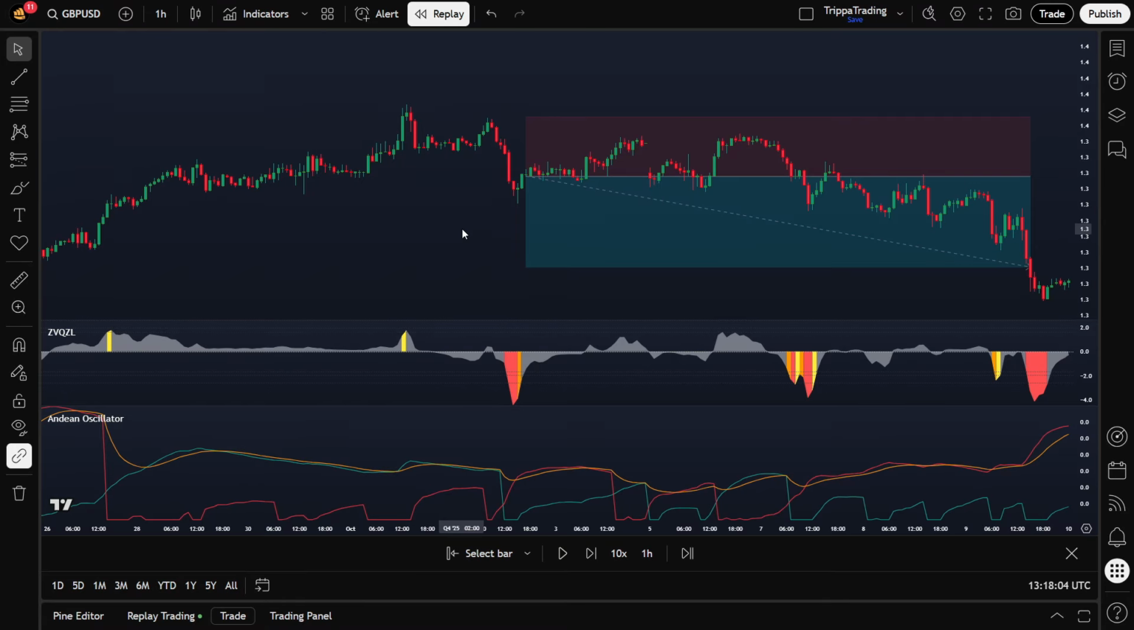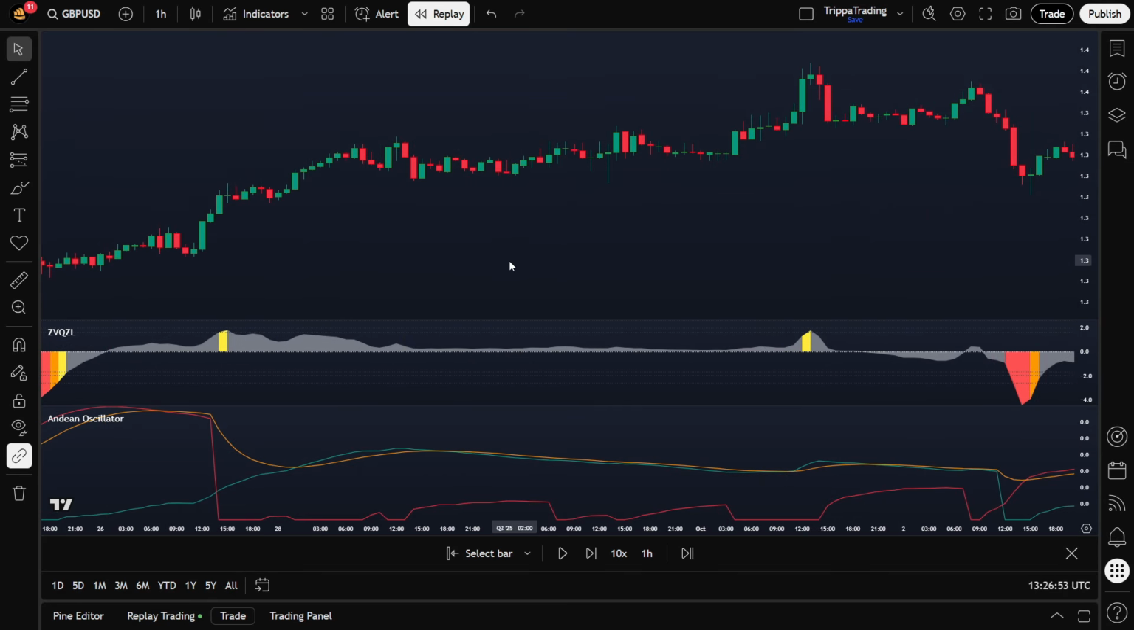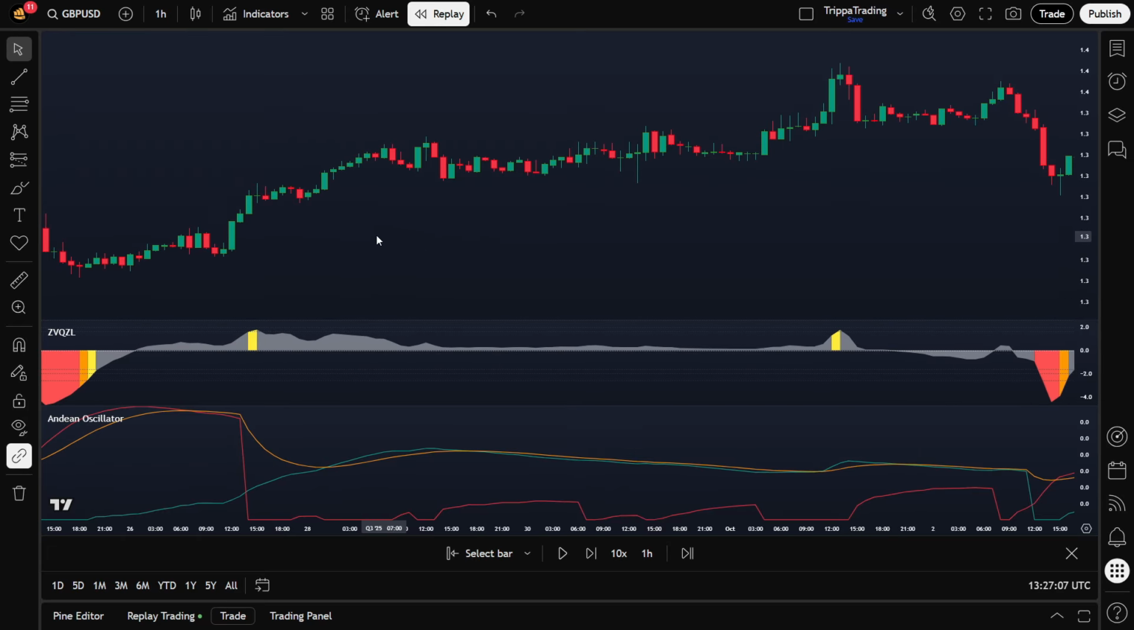Now let me show you why this system filters so many false signals. Watch this part of the chart. Andean gives what looks like a valid crossover, but look at the VQZ histogram. It's gray. Gray means volatility is flat. Market is literally asleep. In this zone, price moves sideways, no direction, no strength.